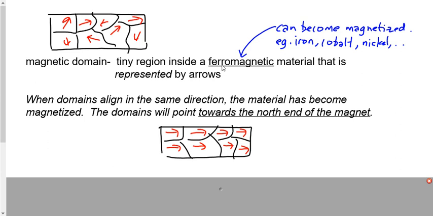We arbitrarily define, and it is arbitrary, we could define it the other way around if we wanted to, but we have to be consistent. As long as we're all talking the same language, it doesn't really matter which way we define the direction of the domains. In order to talk the same language, we arbitrarily define the domains as pointing towards the north end of a magnet. So this second ferromagnetic material that I have drawn here, which is magnetized, has a north pole and a south pole. The south pole is on the left where the magnetic domains are coming from, and a north pole on the right where they're pointing to.